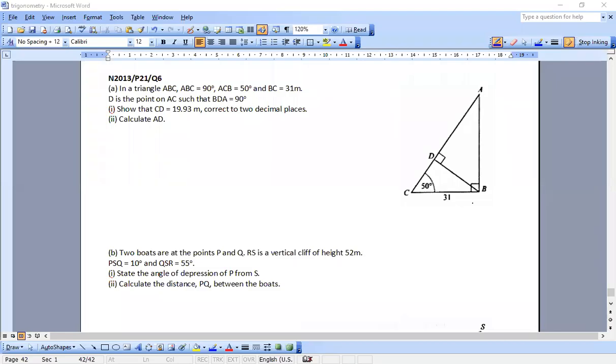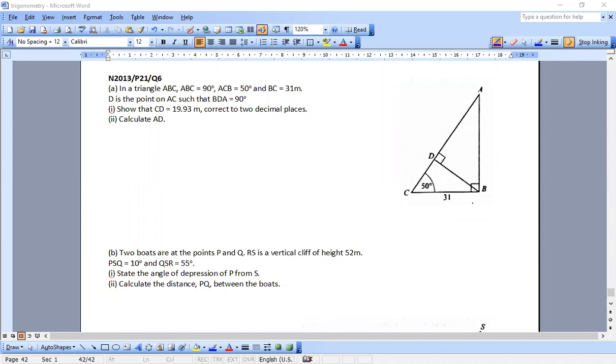In a triangle ABC, angle ABC is equal to 90 degrees, angle ACB is equal to 50 degrees, and BC is equal to 31 meters. D is the point on AC such that angle BDA is also equal to 90 degrees. Show that CD is equal to 19.93 meters, correct to two decimal places.